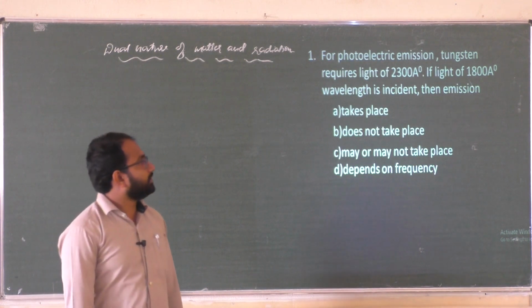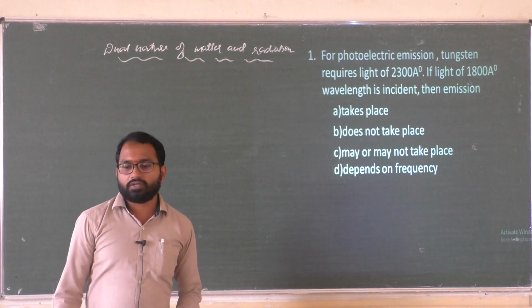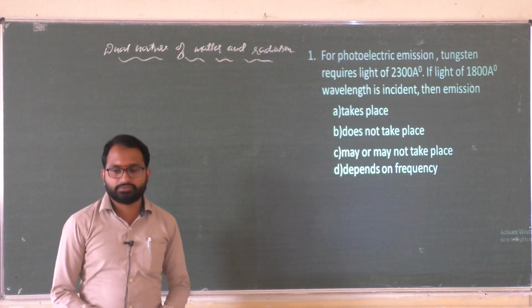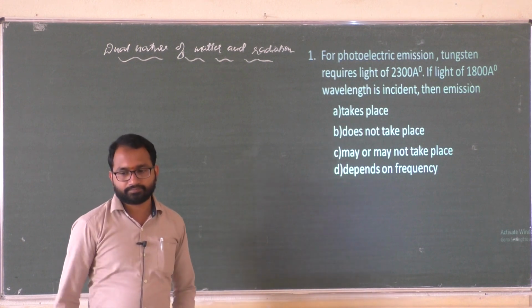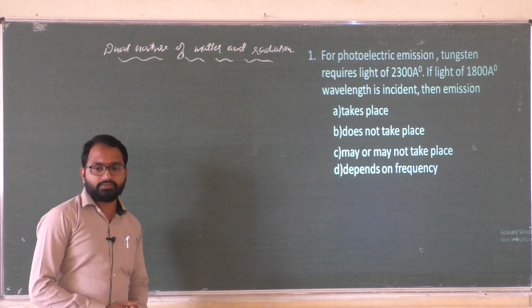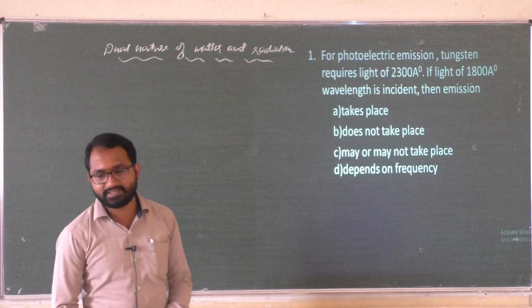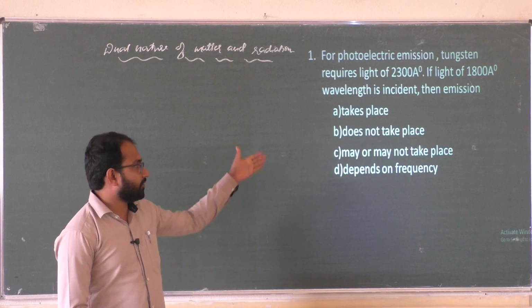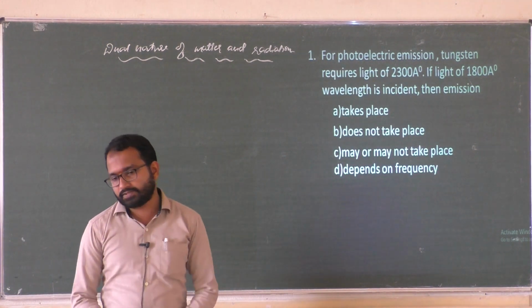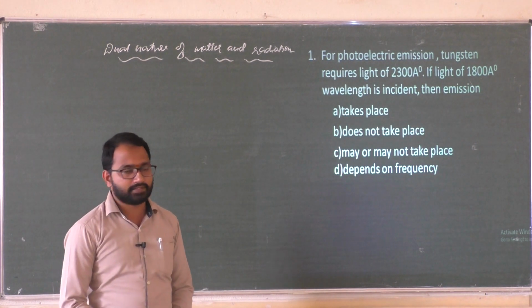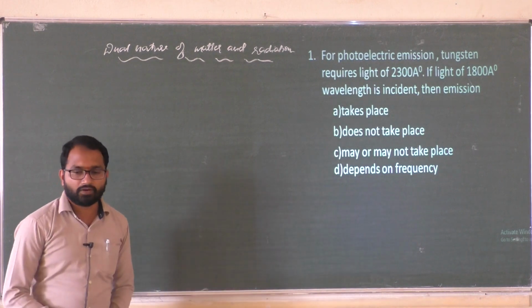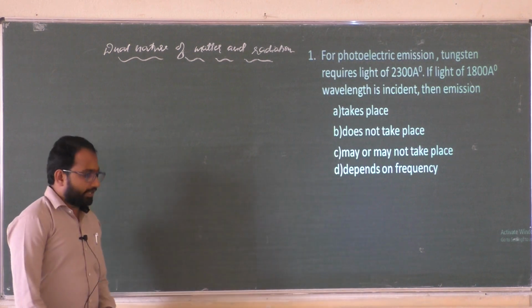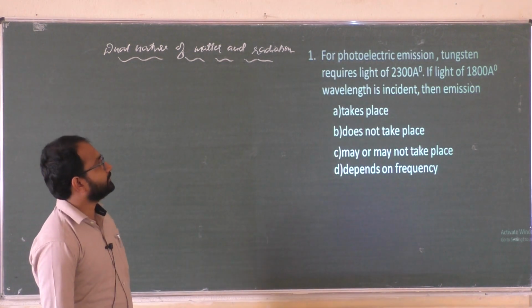Okay, the first question: for photoelectric emission, tungsten requires light of 2300 angstrom. If light of 1800 angstrom wavelength is incident, then emission, four options are given. First one, takes place; B, does not take place; C, may or may not take place; and D, depends on frequency. Okay, how to solve this particular problem?